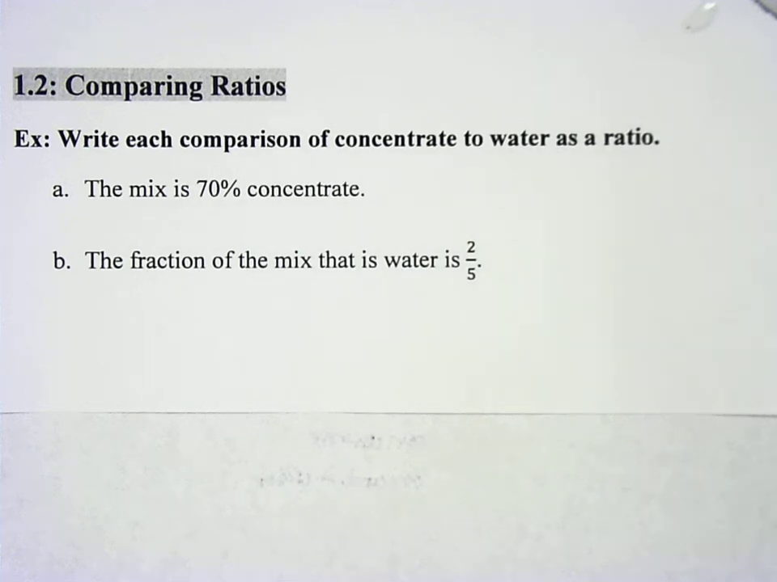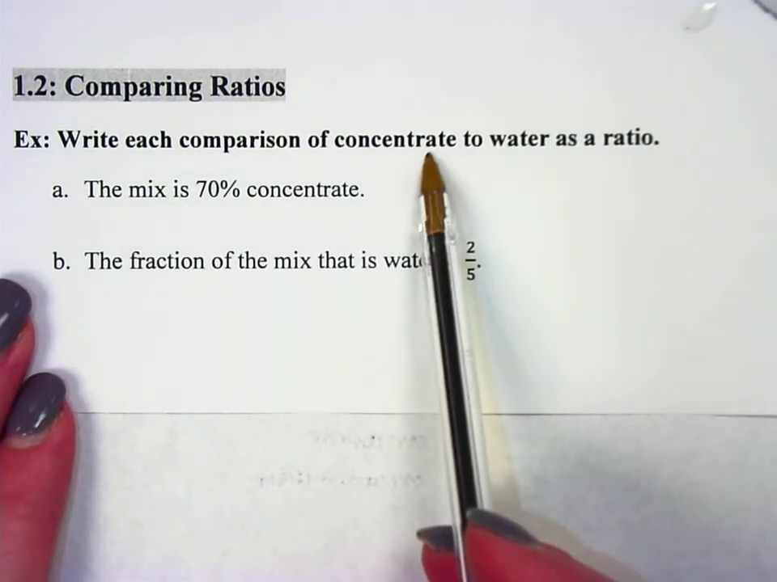This is the notes for 1.2, comparing ratios. Before we start today, an important thing you need to understand is how to make juice or pop from concentrate.